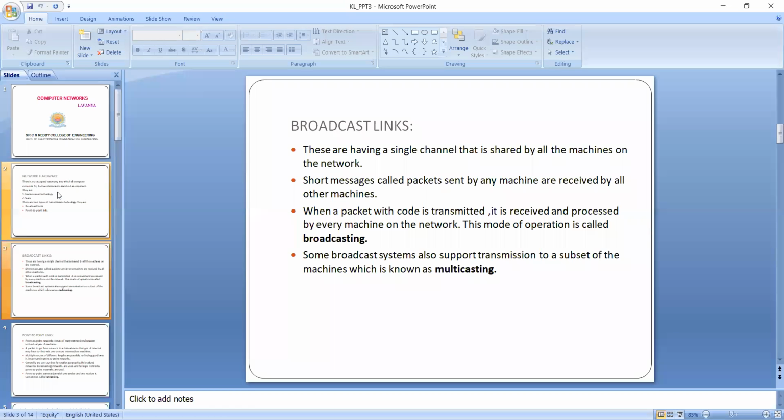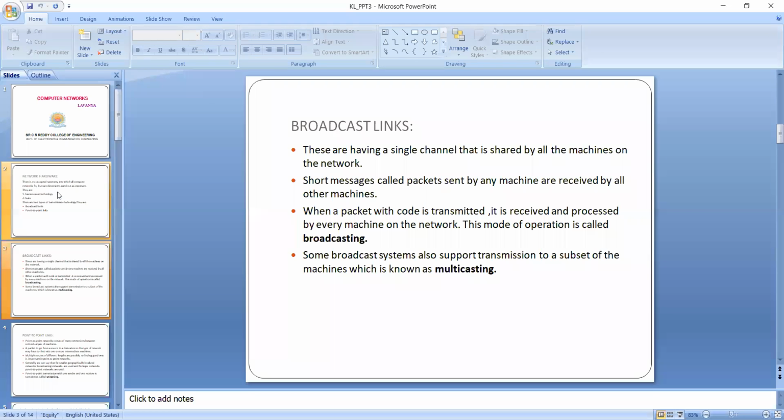So a broadcast link consists of only a single channel for communication, and at a time only one machine can send messages, and all those messages are shared by the remaining computers on that network. Here, what we send through these machines is short messages. These short messages in this context are called packets. Okay, a packet is nothing but a short message.